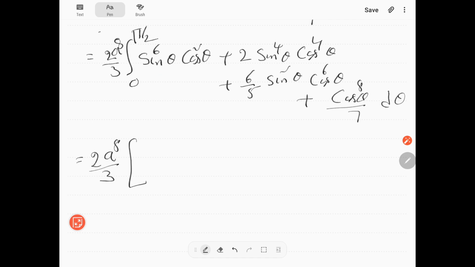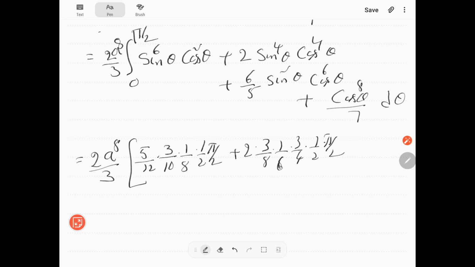in these two, or okay, here also you can do it, something like 5 by 12, and if I substitute 3, this is 3 by 10, and 1 by 8, 1 by 2, 5 by 2. This is for the first term. Second term, 2 times 3 by 8, 1 by 6, 3 by 4, 1 by 2 to pi by 2. This is for the second term.